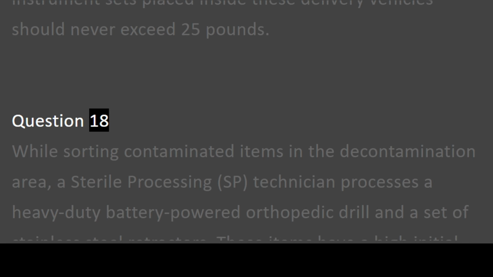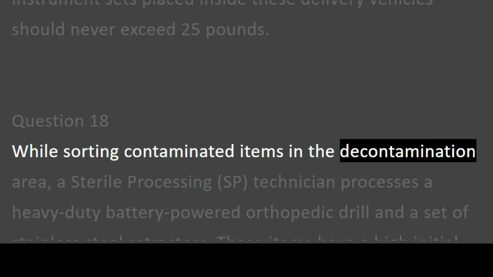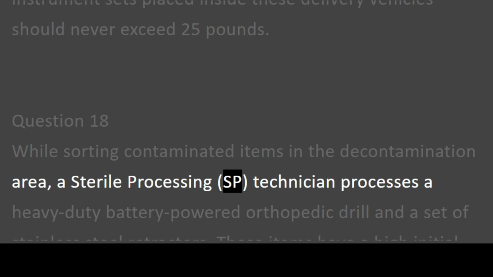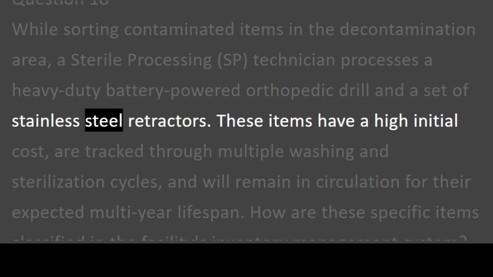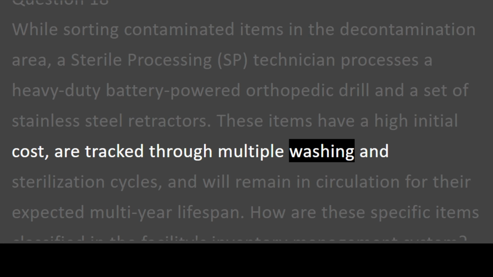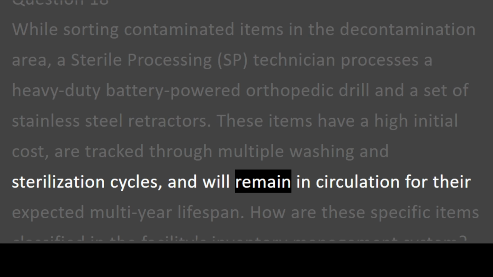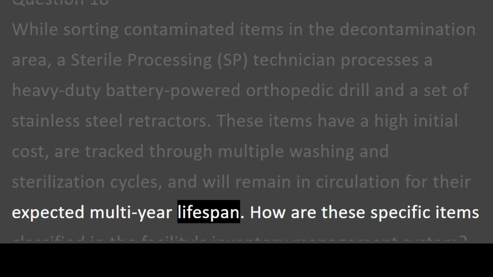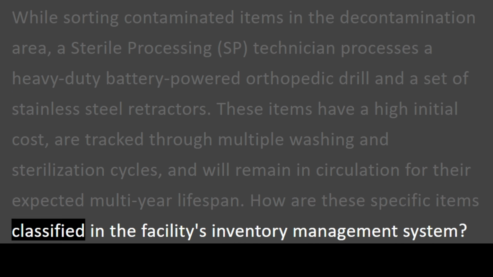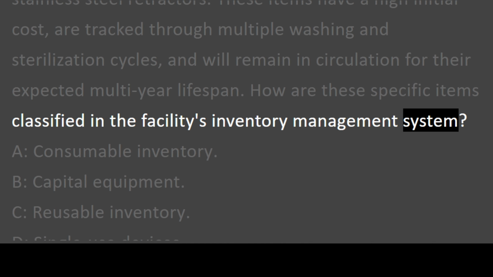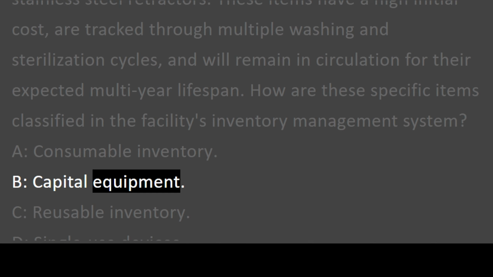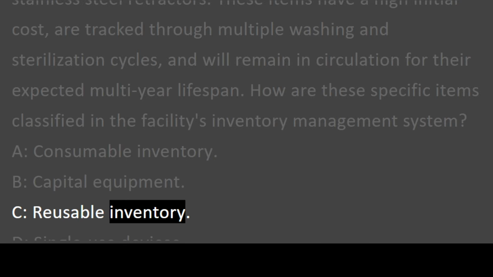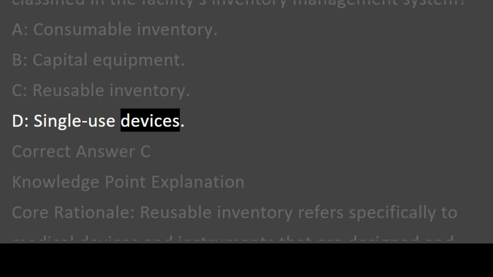Question 18. While sorting contaminated items in the decontamination area, a sterile processing (SP) technician processes a heavy-duty battery-powered orthopedic drill and a set of stainless steel retractors. These items have a high initial cost, are tracked through multiple washing and sterilization cycles, and will remain in circulation for their expected multi-year lifespan. How are these specific items classified in the facility's inventory management system? A. Consumable inventory. B. Capital equipment. C. Reusable inventory. D. Single-use devices.